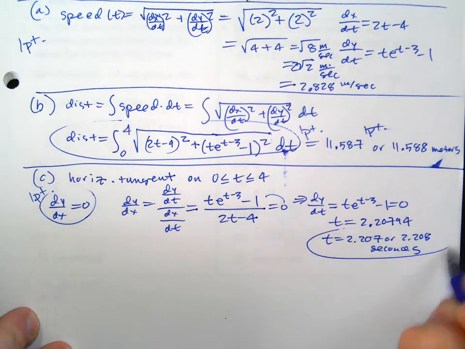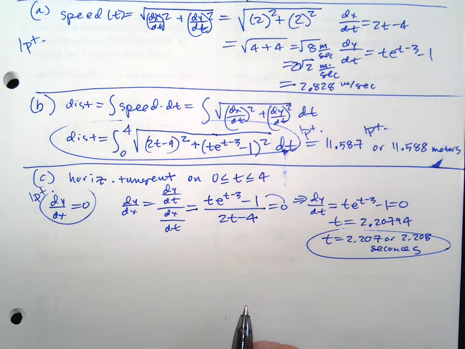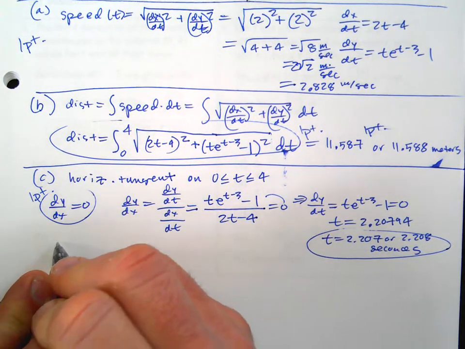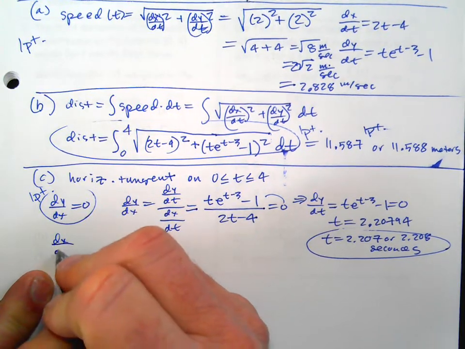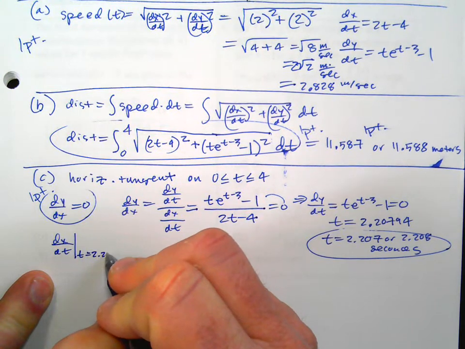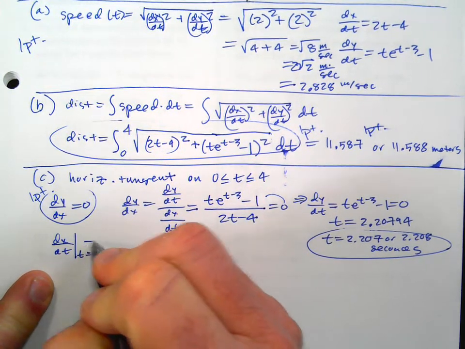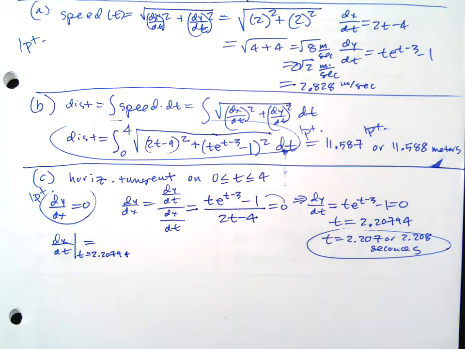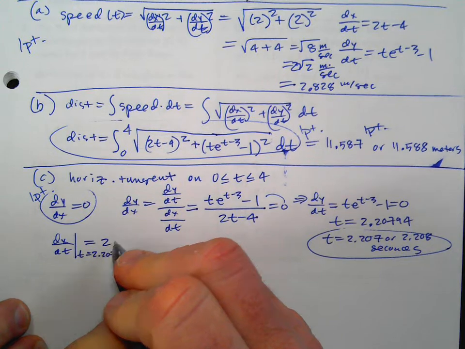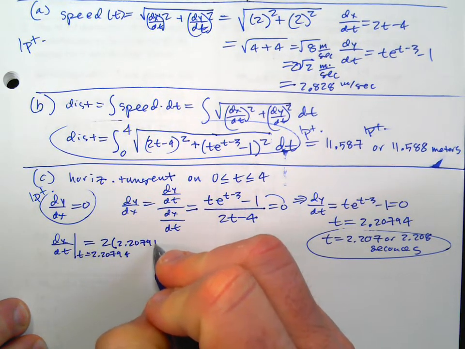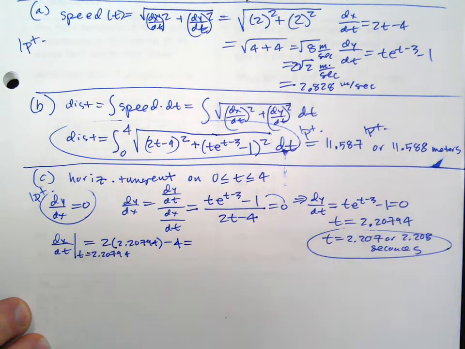Okay, so that's that. And then it says, is it going towards the left or the right? Well, that's where dx/dt comes in. So we're going to end up checking dx/dt anyway. So we're going to plug in time equal 2.20794. I'm going to carry extra decimals right now in the middle of my work when I calculate something else. And we're going to plug it into dx/dt, and then we could figure out what that answer is.